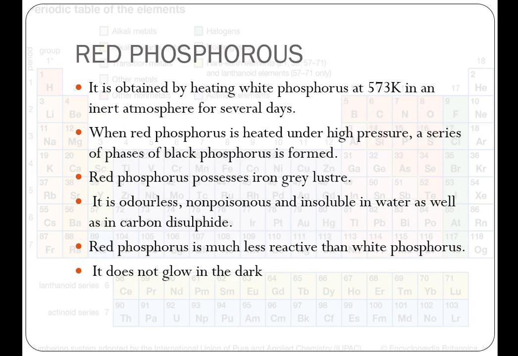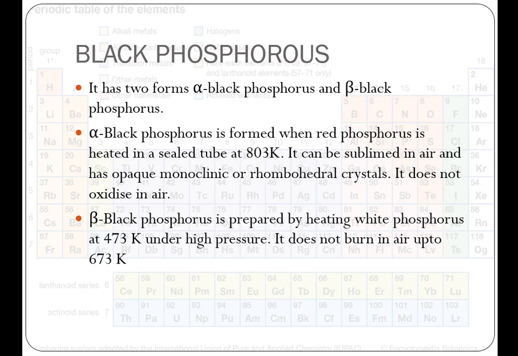Red phosphorus is obtained by heating white phosphorus at 573 Kelvin in an inert atmosphere for several days. When red phosphorus is heated under high pressure, then a series of phases of black phosphorus is formed. Red phosphorus possesses iron grey luster. It is odorless, non-poisonous, insoluble in water as well as carbon disulfide. It is less reactive than white phosphorus. Does not glow in dark.